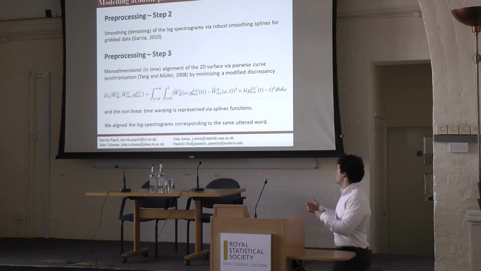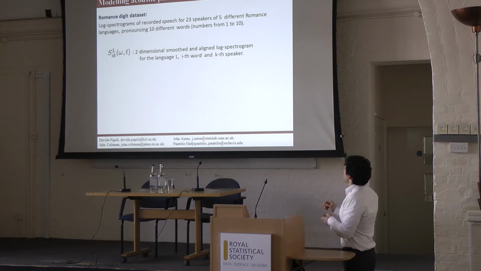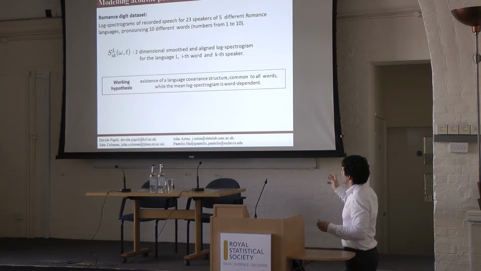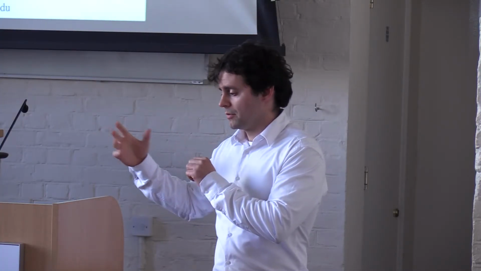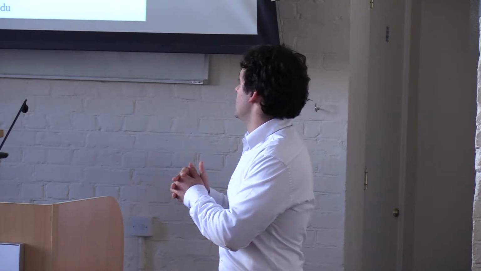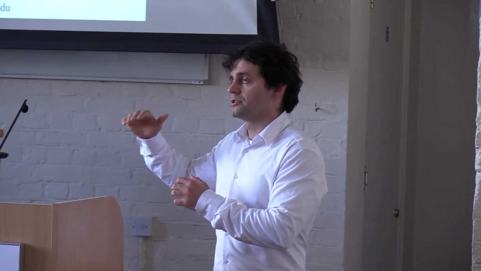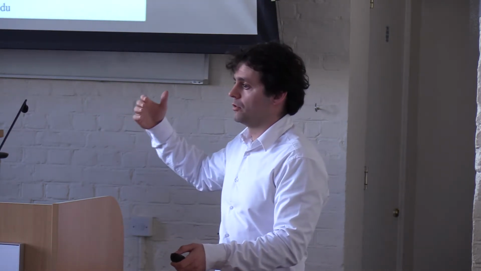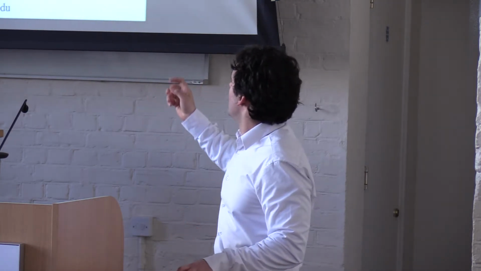So now that the data are aligned and smooth, this is what you're going to use: that S there represents a two-dimensional smooth and aligned spectrogram. Now we have the working hypothesis that while every speaker has a particular spectrogram associated with them, when they speak a particular word, there is an underlying structure that is particular to the language. So in that sense, this is the underlying structure we want to work with. We don't care about the speaker variation, we don't care about the word variation, like the content 1, 2, whatever.